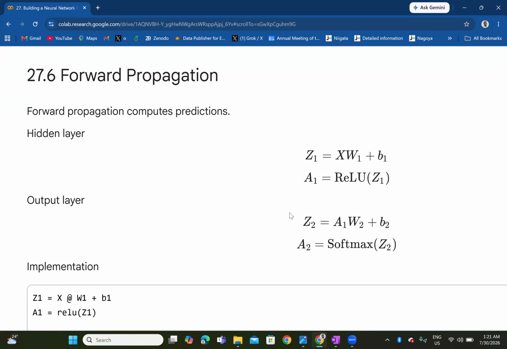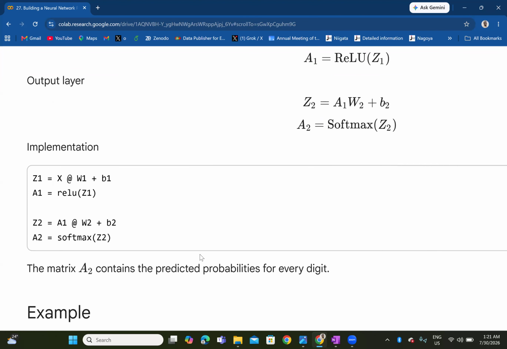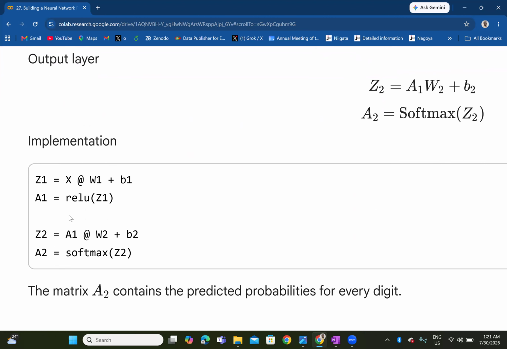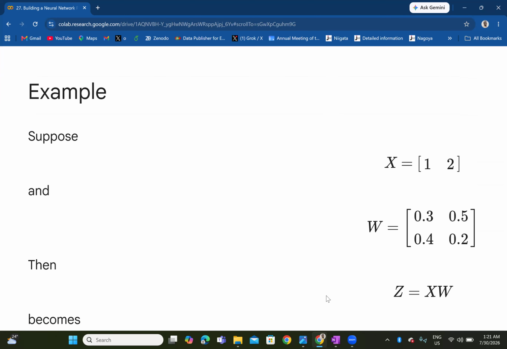Then you have the output layer where Z2 is given as the A1 you got multiplied by the second weight plus the second bias. And then finally, you have A2, which is computed as the softmax of whatever Z2 you get. And then you have the implementation here. This is just an explanation because you're still going to do all of this later. So you have Z1, you take the ReLU to get A1, and with Z2 you have A2, the softmax of Z2. The matrix A2 contains the predicted probabilities for every digit. So this matrix has the predicted probabilities, and in that way you can decide which digit comes out first.